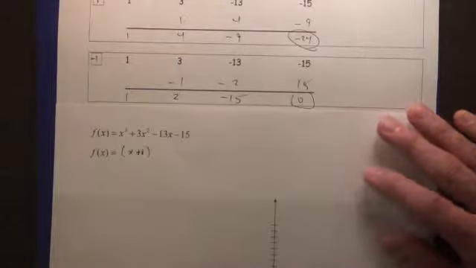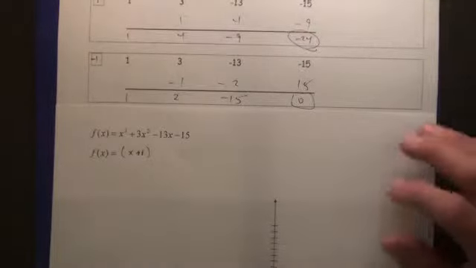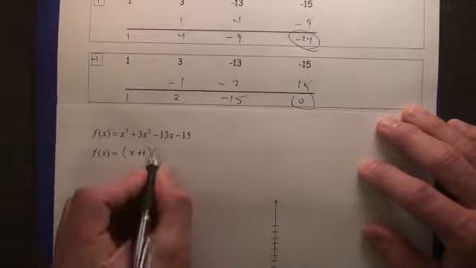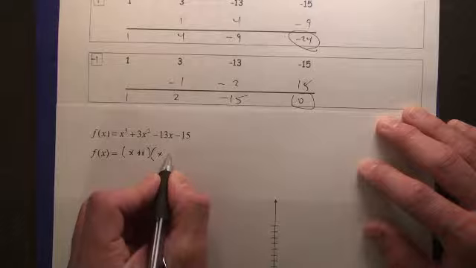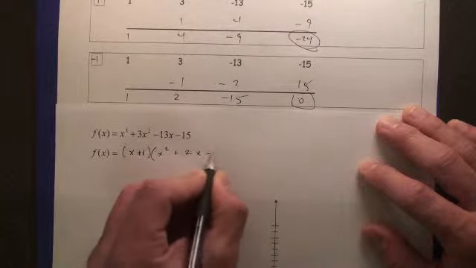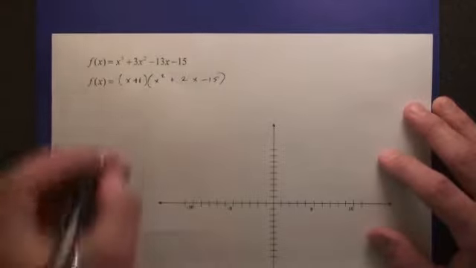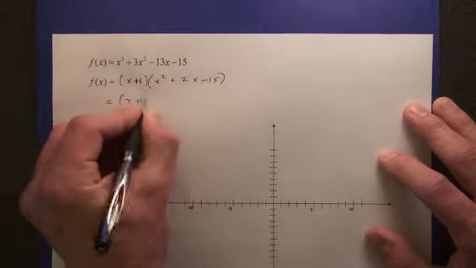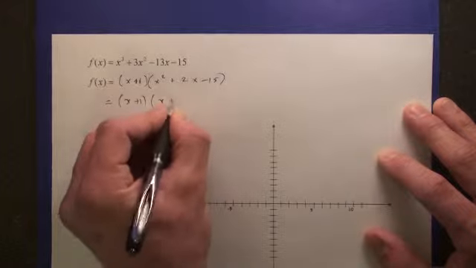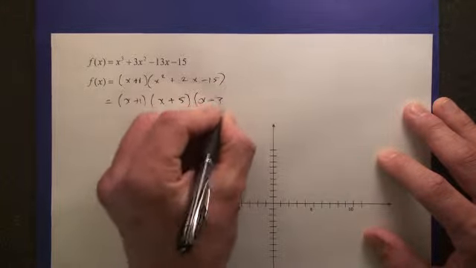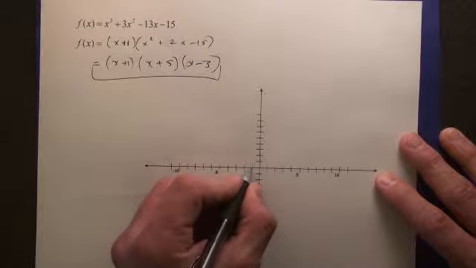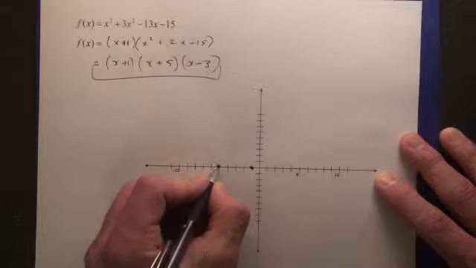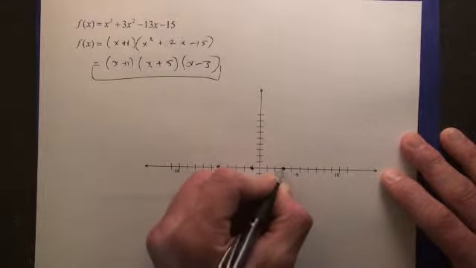You may need to check out some of the other videos to take a look at synthetic division to understand this. But we now do know that we can rewrite f of x as x plus 1 times x squared plus 2x minus 15. And then we can try to factor this quadratic. So we'll have x plus 1 times, this is going to be what? x plus 5 times x minus 3. So now we have 3 zeros. The 3 zeros are at negative 1, negative 5, and positive 3.